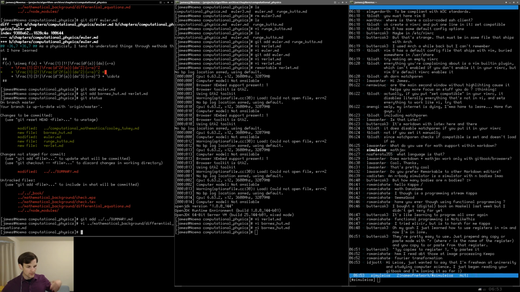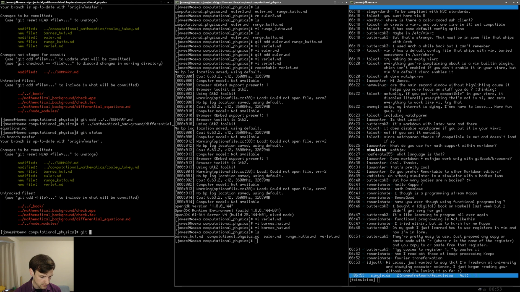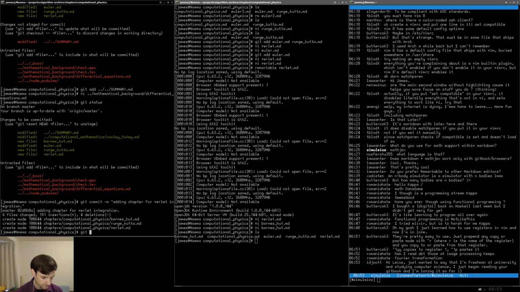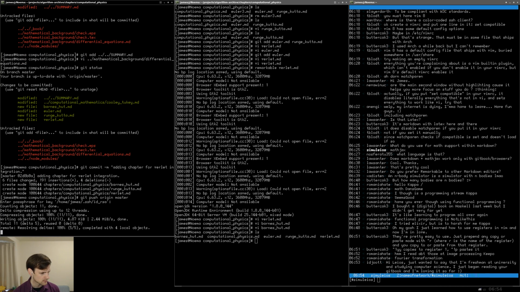Okay. Let me go ahead and commit this, and then I want to describe what this algorithm archive is one more time. Let's do an ls here, git status here, and now let's do git commit -m, adding, let's see, chapter 4 Verlet integration. Git push origin master. Why is it so many lines?